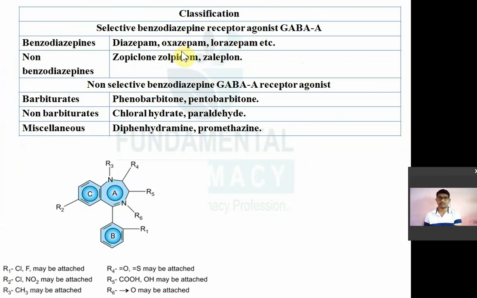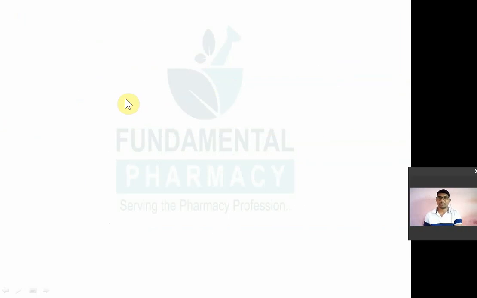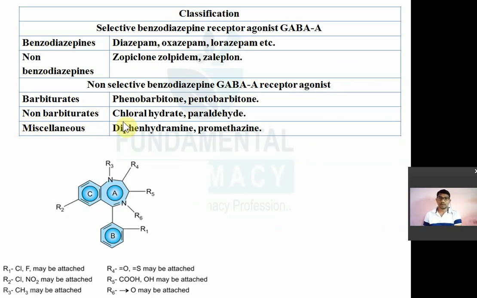In benzodiazepines come diazepam, oxazepam, lorazepam, clonazepam, midazolam. So all these are benzodiazepines. In non-benzodiazepines come the Z drugs: zopiclone, zolpidem, zaleplon. These are non-benzodiazepines. Then non-selective GABA A receptor agonists: in that you have barbiturates, so phenobarbital, pentobarbital, butabarbital, secobarbital, methylbarbital, and there are a lot of drugs. Then non-barbiturates like chloral hydrate, paraldehyde, and miscellaneous agents, in that diphenhydramine, promethazine.